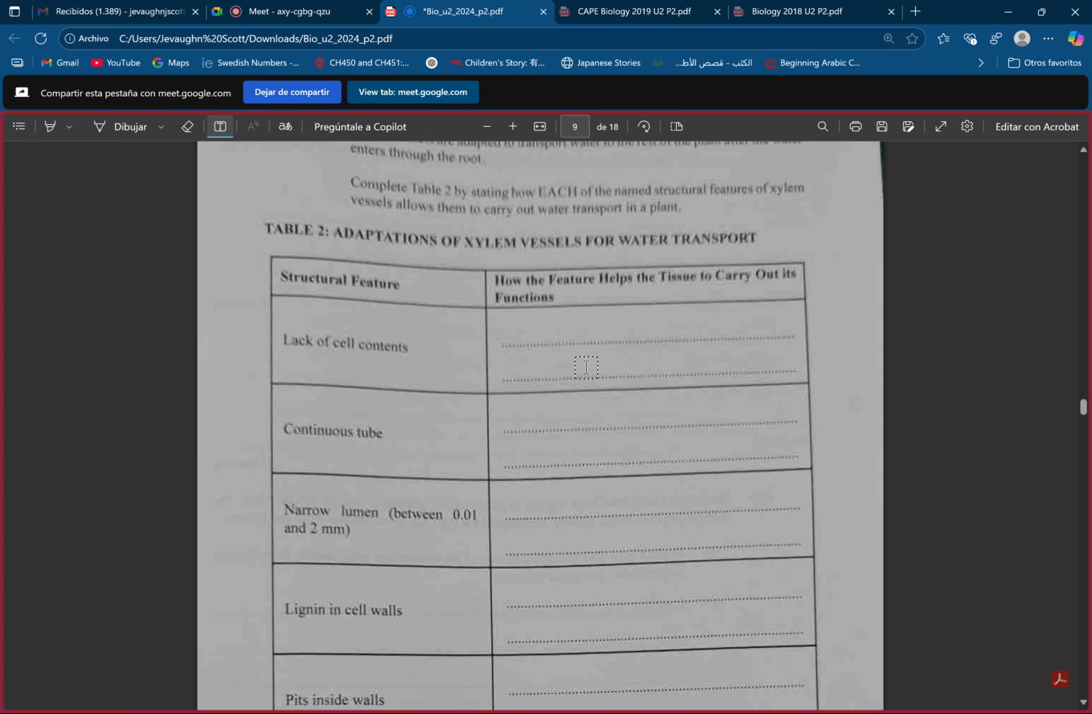Alright? Now we're seeing the structural feature here: it lacks cell contents. So how does this feature help the tissue to carry out its function? How? I thought if you lack cell material then that would be a problem. Go ahead. The master of water without any metabolic interference. That sounds really good. Alright, so that would be a response that I would put there. Any other responses?